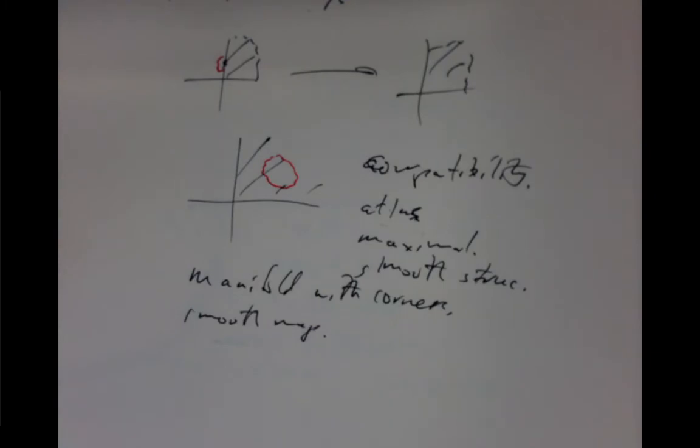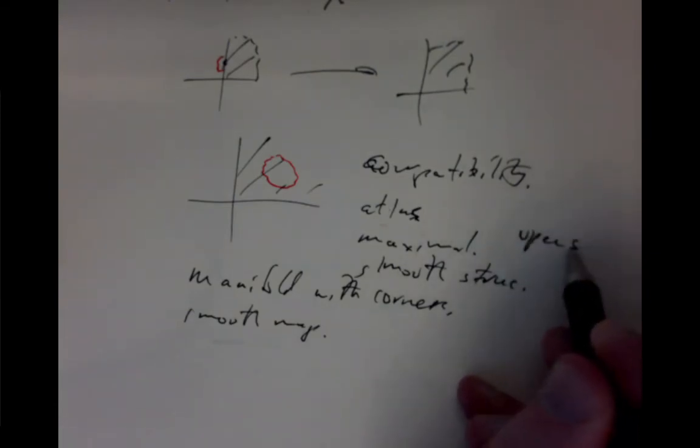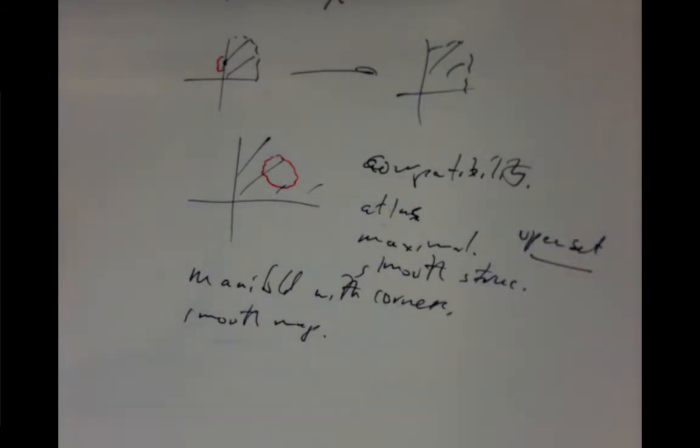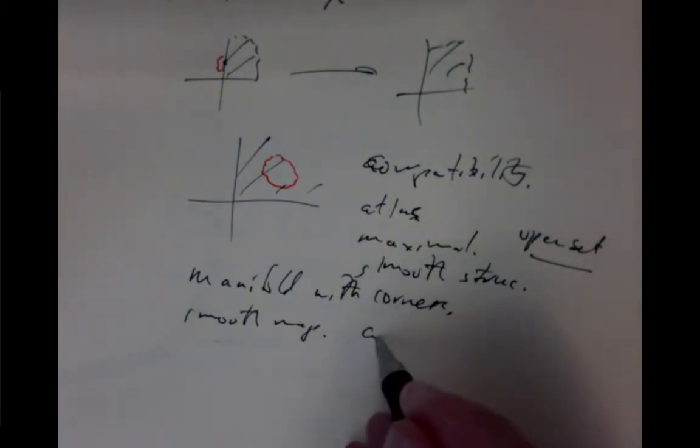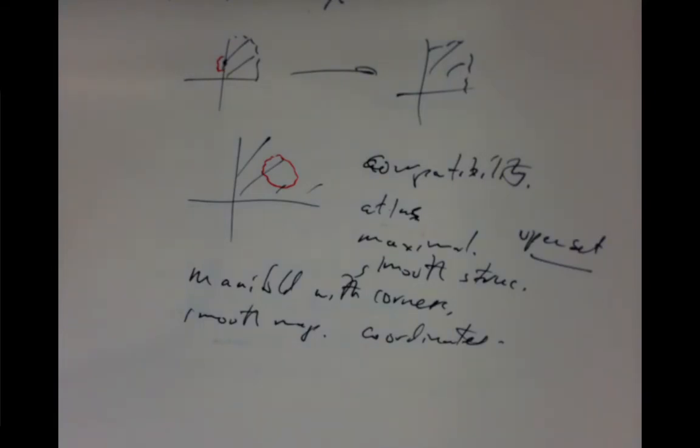So what else do we have? I forgot about open sets. We have open sets with the same definition. An open set is a set which is locally identified with open sets by all the charts. We have coordinates, which have the same definition. Coordinates are just the entries, I wrote that before, the entries of a chart.